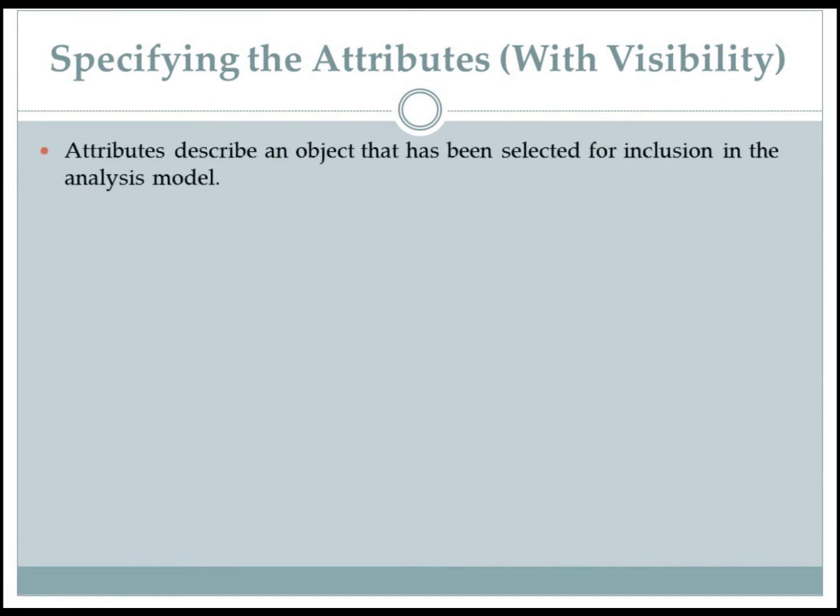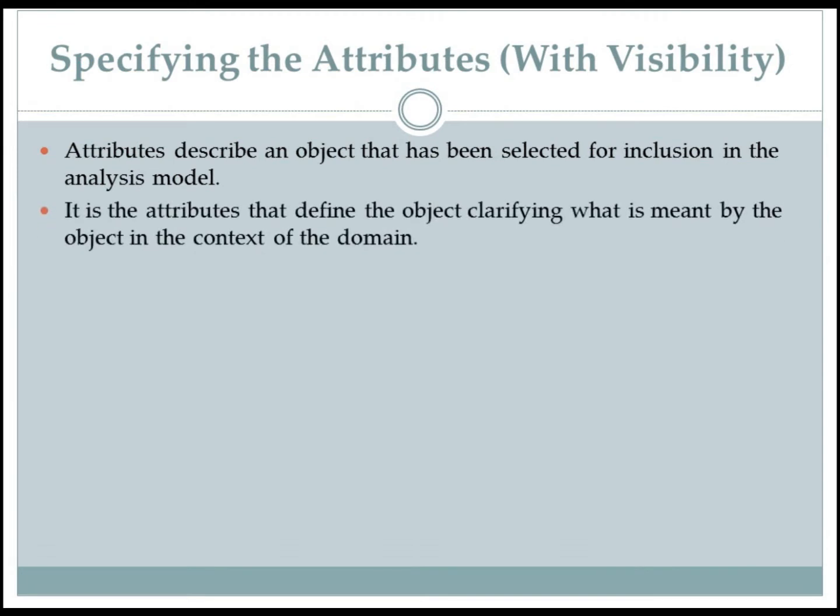Attributes describe an object that has been selected for inclusion in the analysis model. It is the attributes that define the object, clarifying what is meant by the object in the context of the domain. This statement can be explained with the help of an example: if an object is of the class student, then what kind of student it is can be identified or clarified by looking at the attribute values for that object.